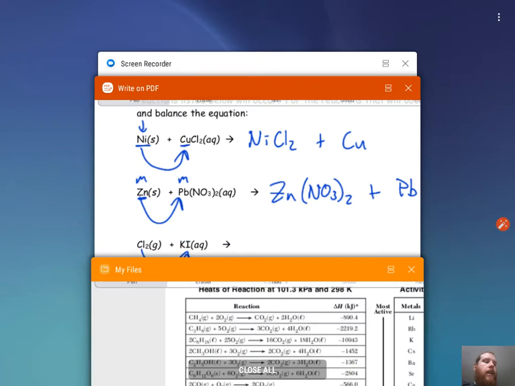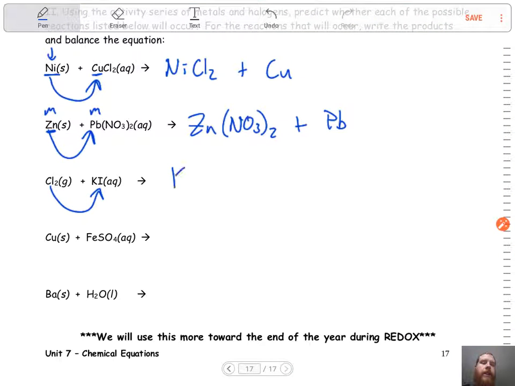Bam, that one will take place. So now we're going to get KCl plus iodine. You might be asking yourself, well, why is it KCl, not KCl2? Well, go back, guys, and look at your charges. Excuse me, potassium is a 1 plus, chlorine is a 1 minus when we do our crisscross method.